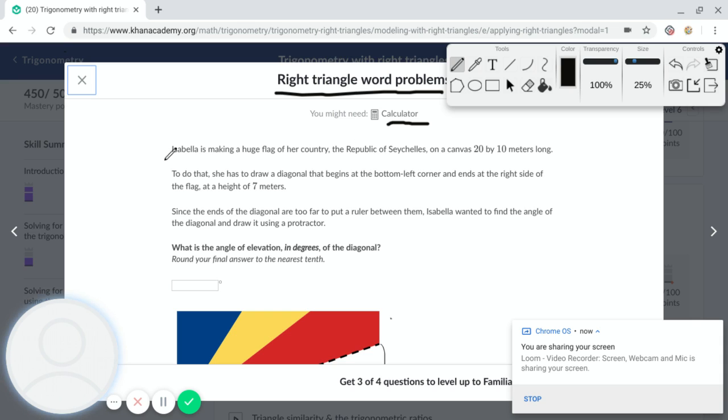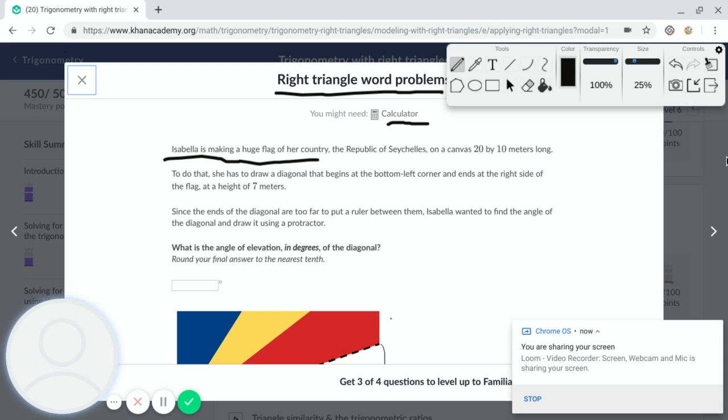So let's see. Isabella is making a huge flag for our country, the Republic of Seychelles, on a canvas 20 by 10 meters long. To do that, she has to draw a diagonal that begins at the bottom left corner and ends at the right side of the flag at a height of 7 meters.